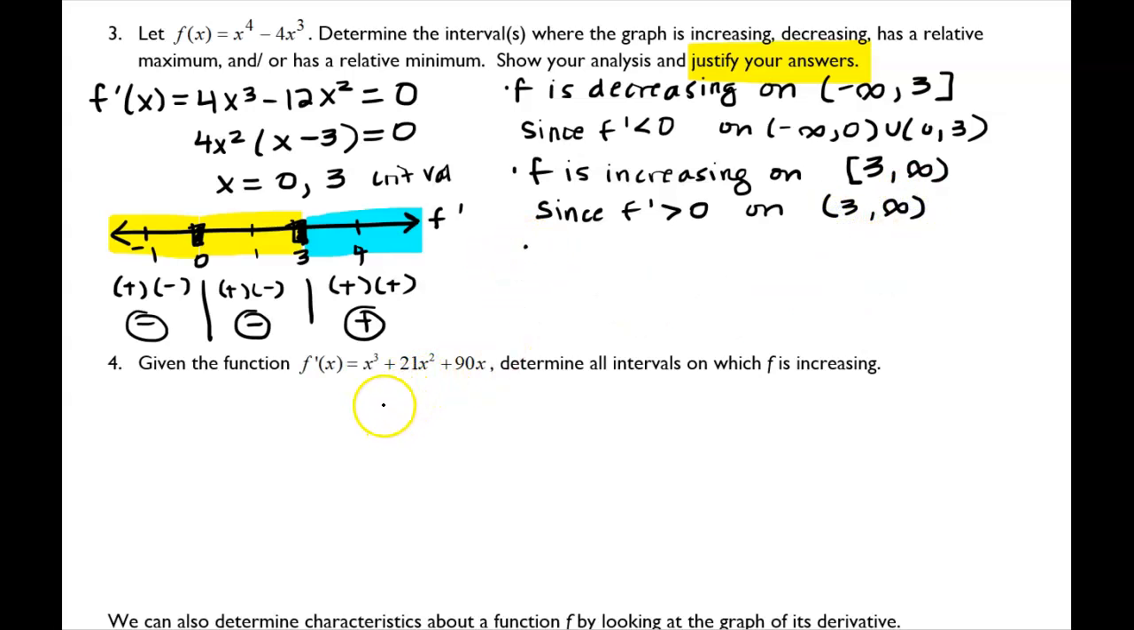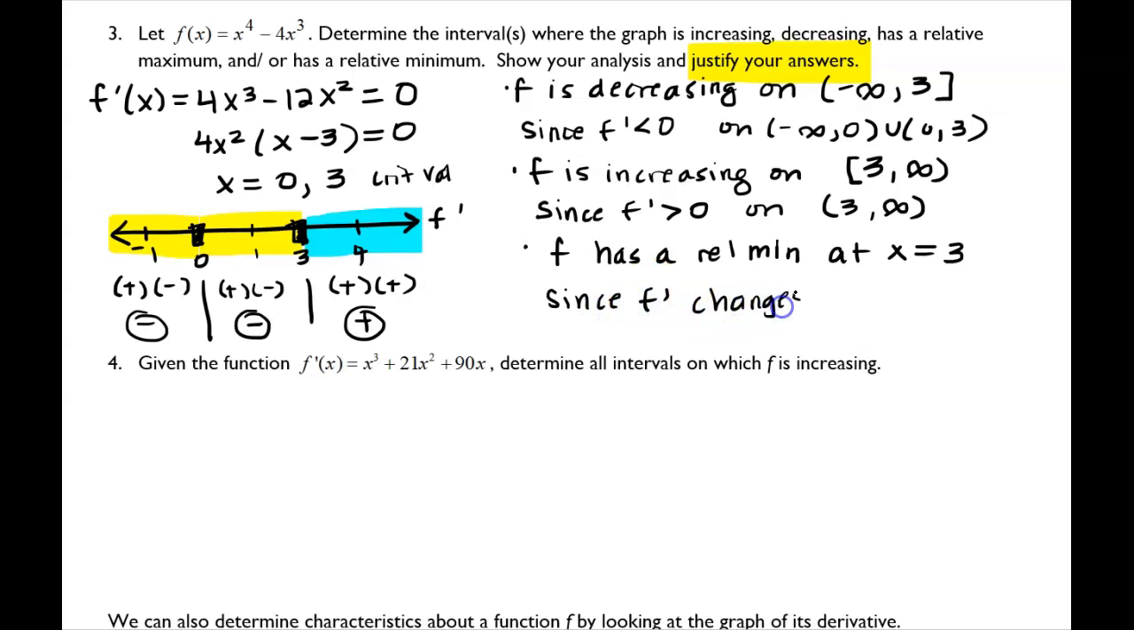The last thing we have to look for is relative maxes and mins. So you're looking for that sign change. You can see here at x equals 0, the sign did not change, so that's not a max or a min. So not all of your critical values will be maxes or mins. They're just possible maxes or mins. At 3, though, I see that my derivative changes from negative to positive. So this will be, again, a relative minimum. So f has a relative min at x equals 3, since f prime changes from negative to positive.